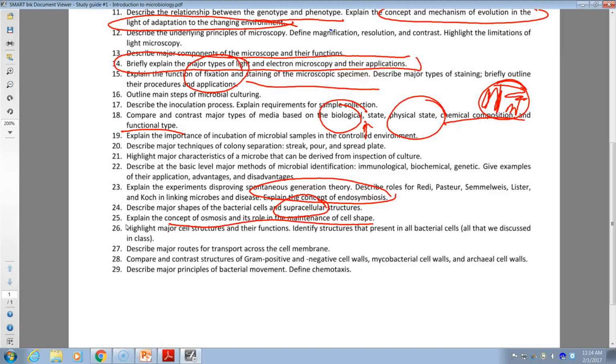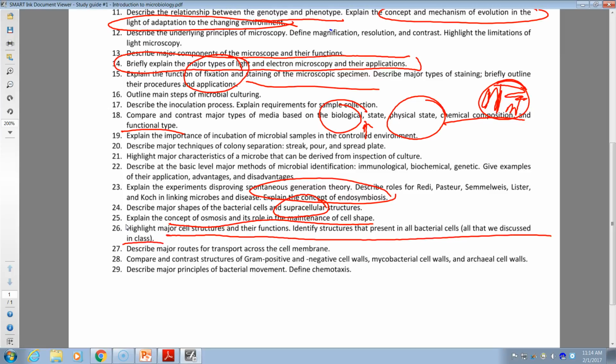Okay? So be able to explain how microbes can survive in hypersaline environments, like environments with a high salt concentration. Remember, they maintain high salt concentration inside of them. Did I make that clear? Okay.